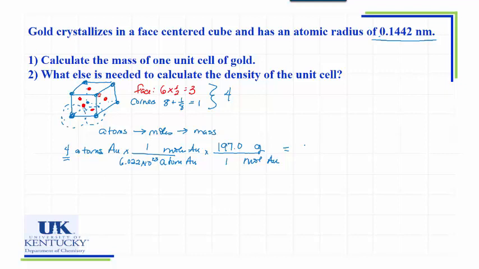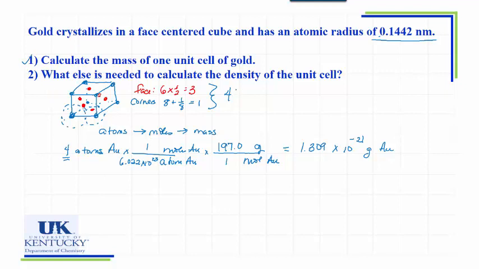Students need to get in the habit of thinking about the logic of their answer, because I have seen students just punch it in their calculator wrong or use their calculator incorrectly, get a big number, and are okay with that. But there you go. That's the mass of 1 unit cell. And that gets us the first part.